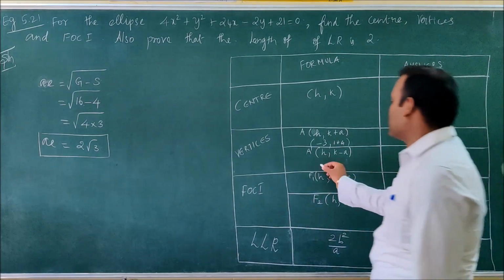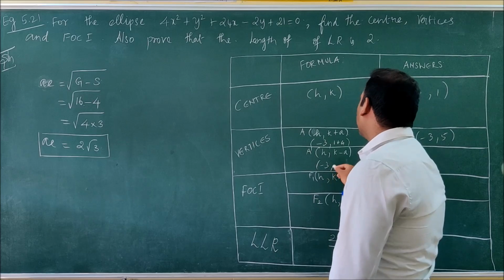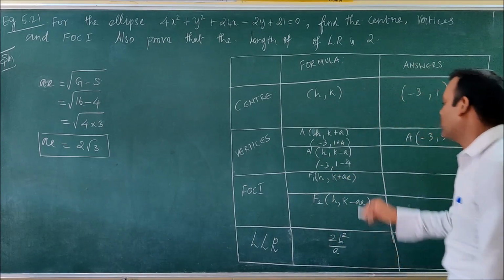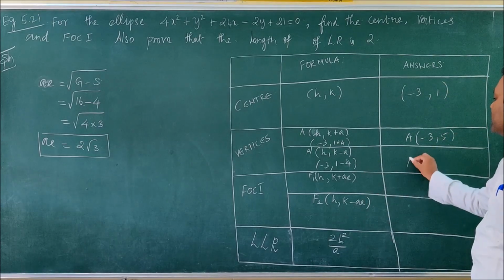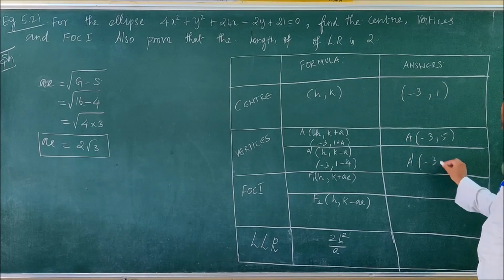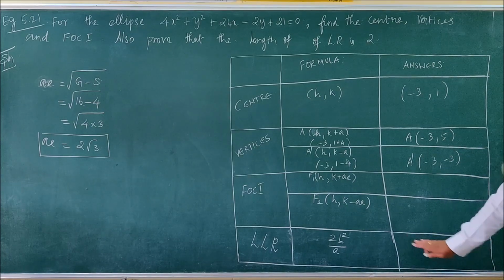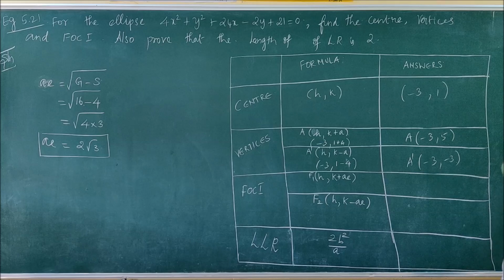And the other thing I have to write is h is minus 3, k is 1, and the value of a is 4. So 1 minus 4. So A dash is (−3, −3). This is the other vertex. And next we are going to write the foci.